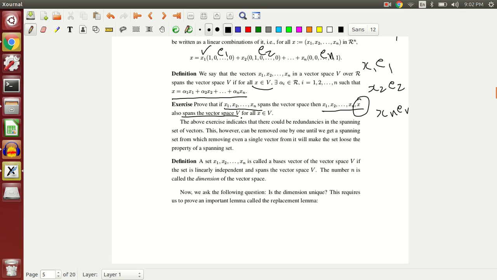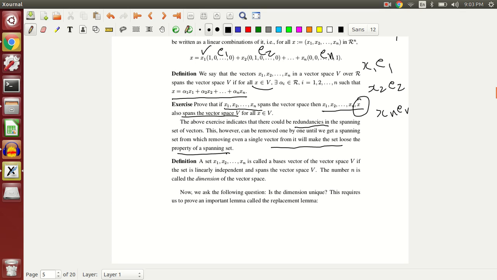What the above exercise basically means is that there is some set of vectors x1 to xn which span the vector space. If you add another vector to this set which also spans the vector space, we can say that the spanning set is not unique. There can be more than one spanning set. The exercise indicates that there could be redundancies, very important, in a spanning set of vectors. These can be removed one by one until we get a spanning set from which removing even a single vector makes the set lose the spanning property.